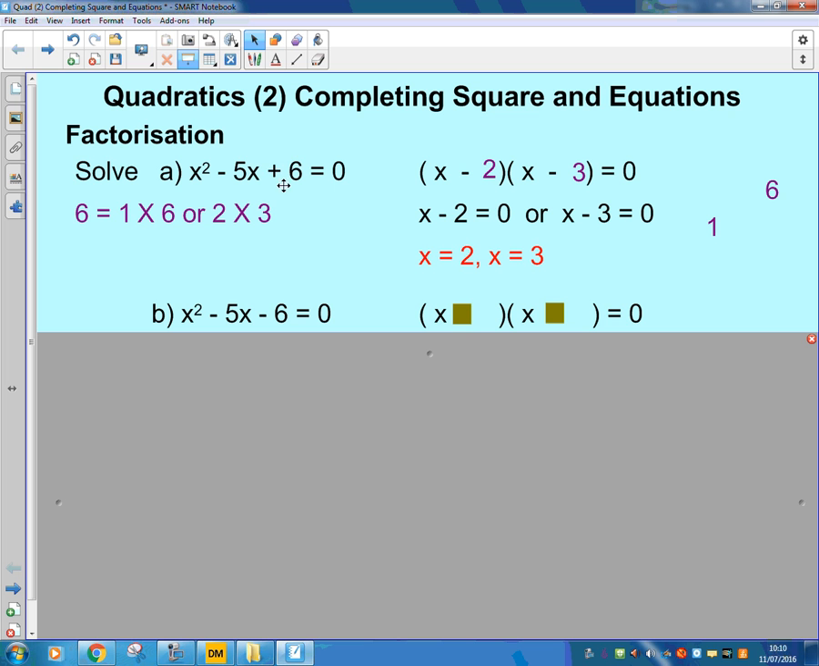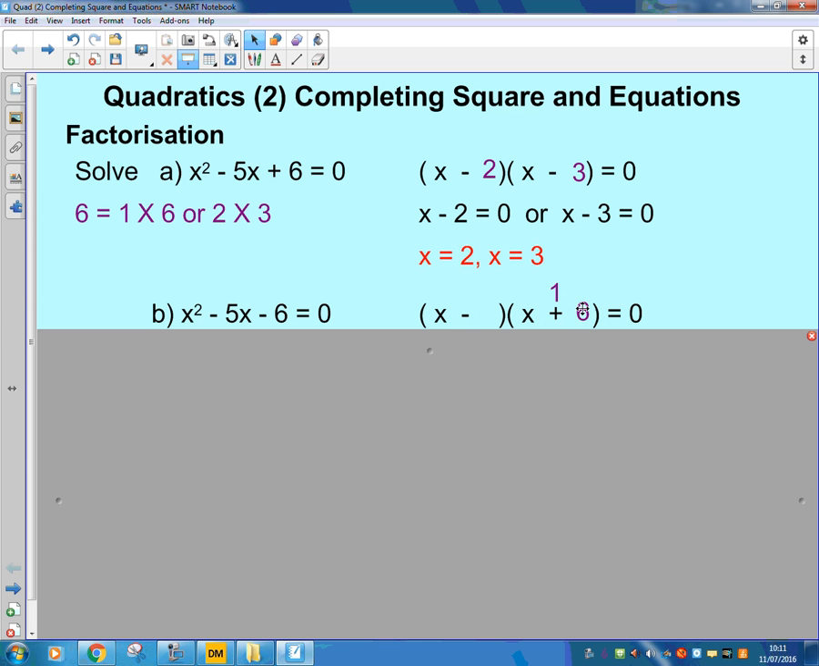Okay, so when I wanted a plus 6, I wanted two numbers that multiplied to 6 and added to the 5. Here I want two numbers that multiply to minus 6 but are going to subtract to come to the 5. And so what we're going to get here is I want it multiplying to minus 6, so the signs are different, and I want minus 5x, so I need to be subtracting more than I'm adding. So I want to subtract the 6x and add the x.